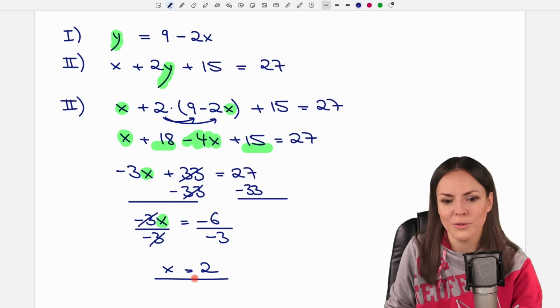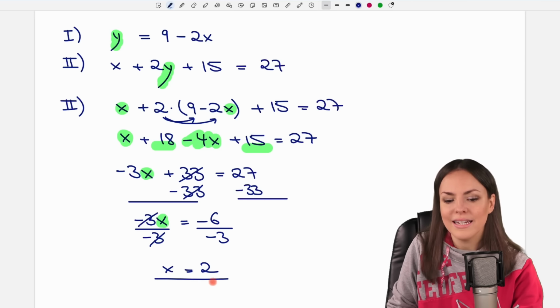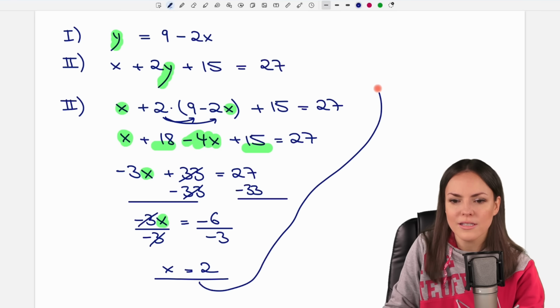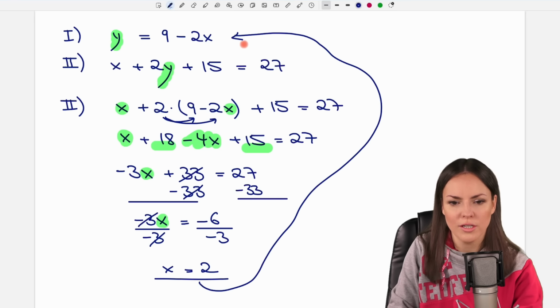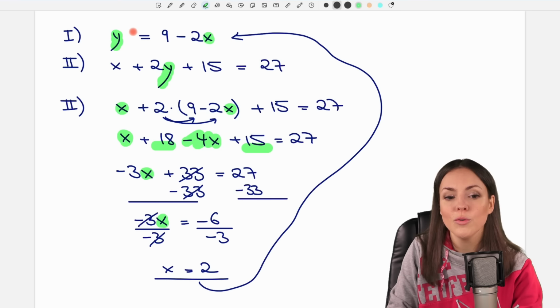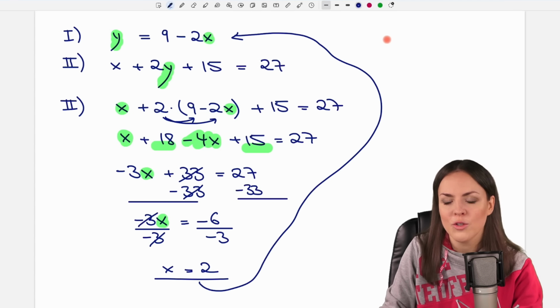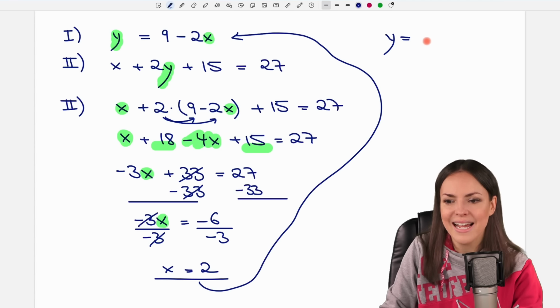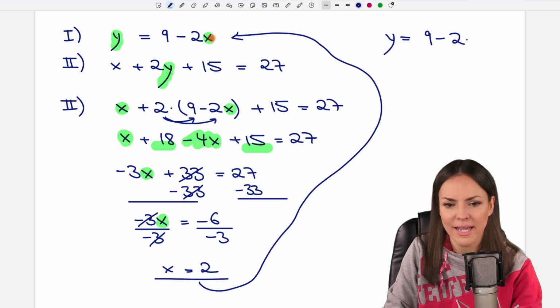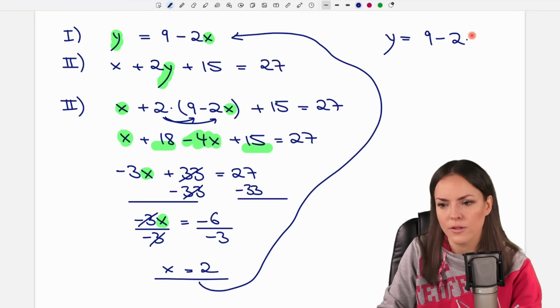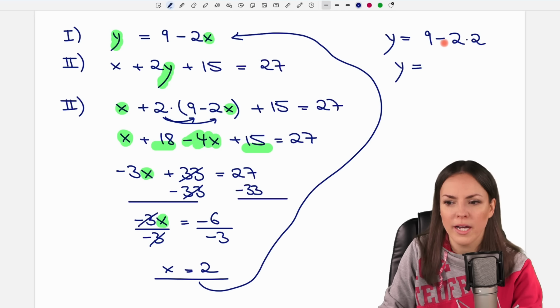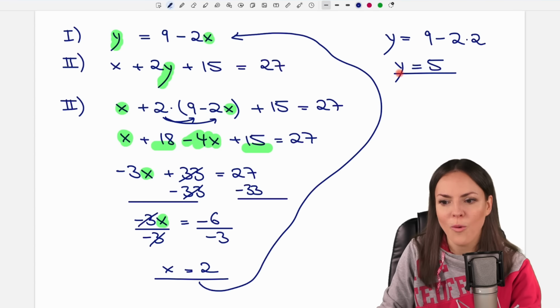We found our value for x, and now let's insert this into the first equation for my x here to find my y. So y equals 9 minus 2 times my x, and my x was 2, so I insert it here. And if I calculate this, 9 minus 4 equals 5, so I found my y as well.